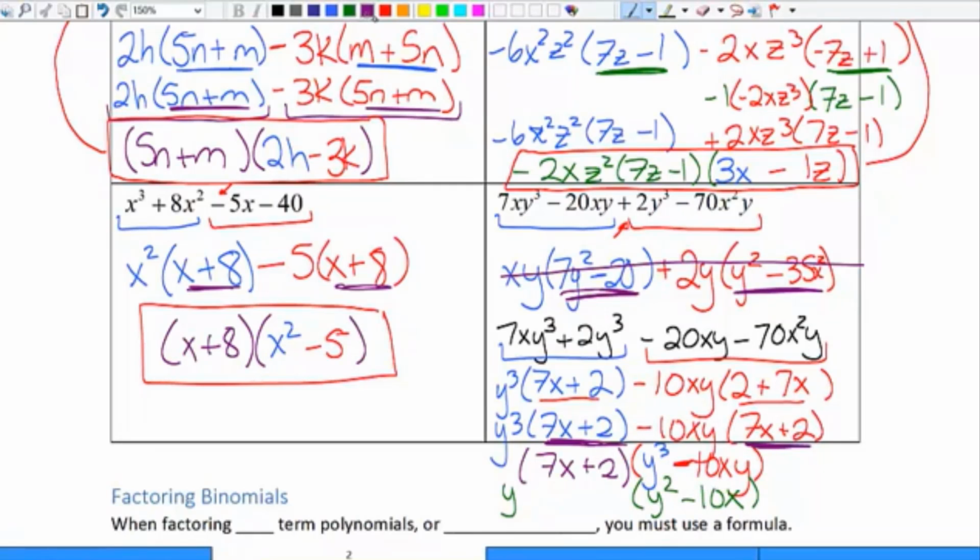And that purple 7x plus 2 is just going to stay the same. At this point, now I am truly 100% factored out because y can't be factored anymore, 7x plus 2 can't be factored anymore, and y squared minus 10x cannot be factored anymore. Now I am completely factored.